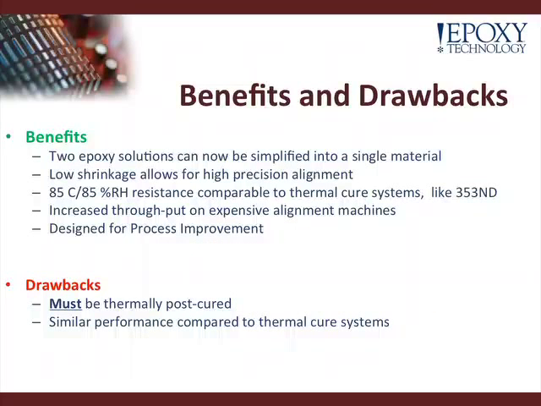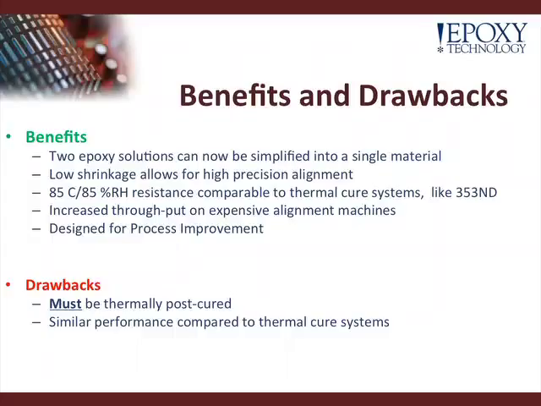So the benefits and the drawbacks. The benefit is that what was previously a two-material solution can be simplified into a single material. Many customers, especially in optoelectronics, will use a UV material for tacking of a lens or prism or some type of optical component, and then will have to go back and add a secondary material for their long-term reliability bond. This hybrid system, or our hybrid systems, now allow for one material to be used.